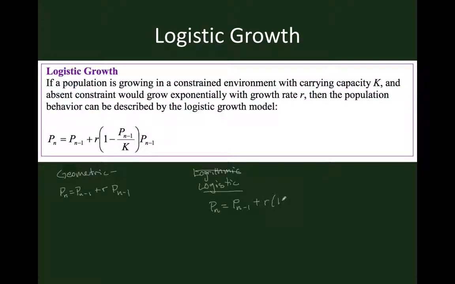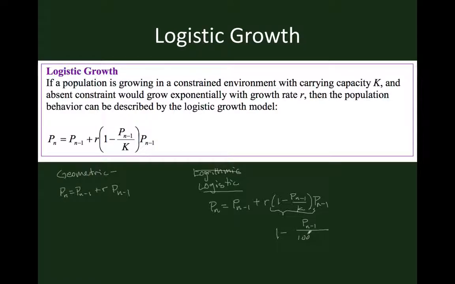But what we do is introduce this factor: 1 minus p sub n minus 1 over k, times p sub n minus 1. Notice the two equations are really the same, except the logistic growth model has this extra factor. Let's think about what this does. For the case of the Diamond Lake trout, I think we're going to say the carrying capacity is 1 million fish. So suppose we make that assumption.